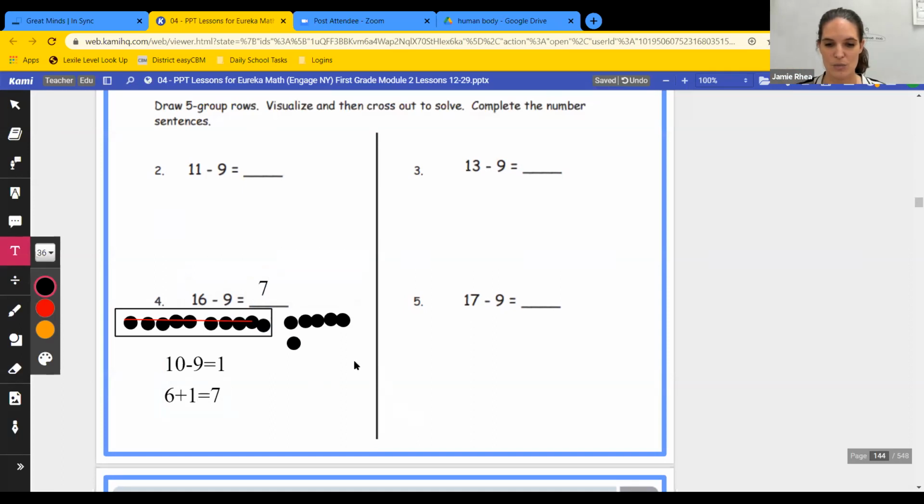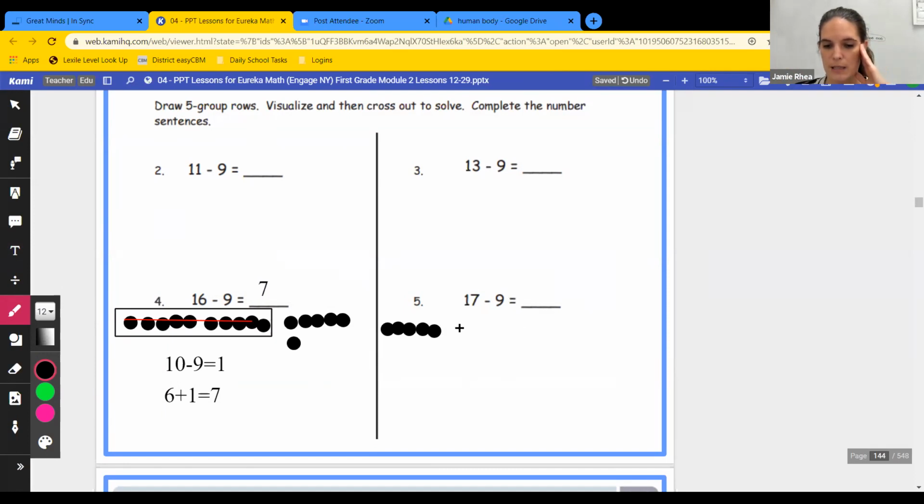Okay. So let's do this one over here. All right. 17 minus 9. I need to make 17. 17 is 10 and 7. So let's make 10. 3, 4, 5. Let's leave a little space. 6, 7, 8, 9, 10. Leave a little space. 11, 12, 13, 14, 15. Leave a little space. 16 and 17.